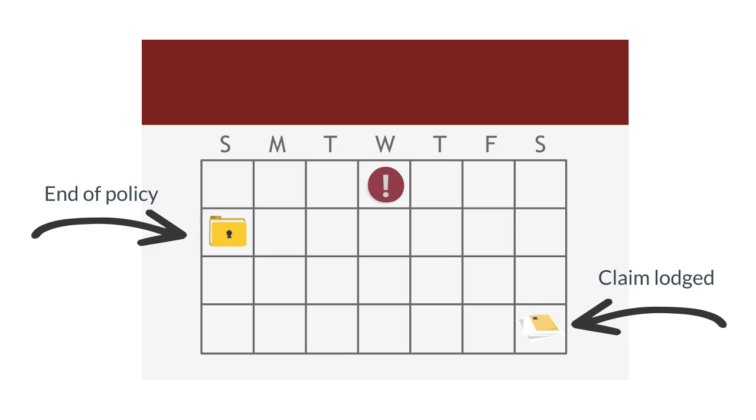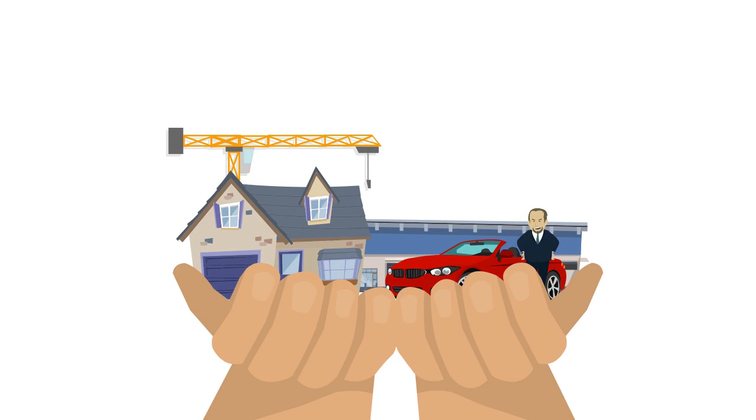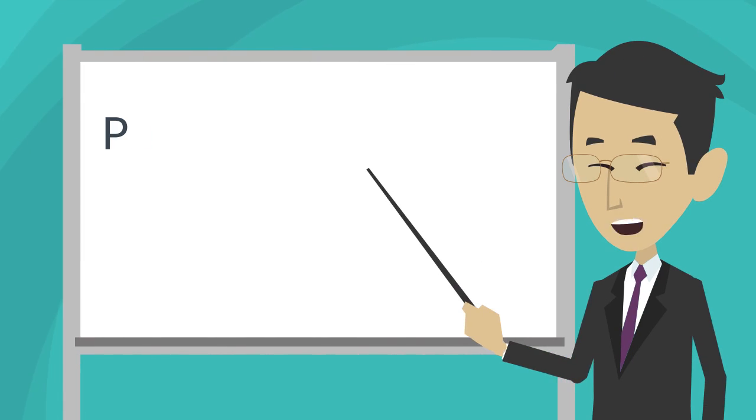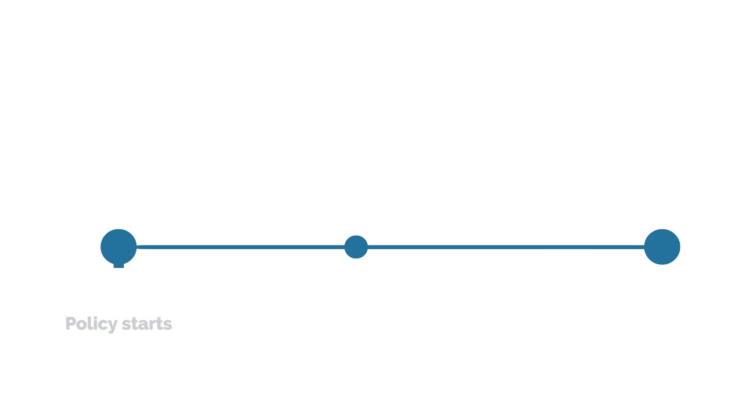So as long as the damage occurred during the time the policy was active. So basically, it offers permanent protection for damage that occurs during the policy period. Most public liability policies are occurrence-based policies. Now let's look at claims-made policies.